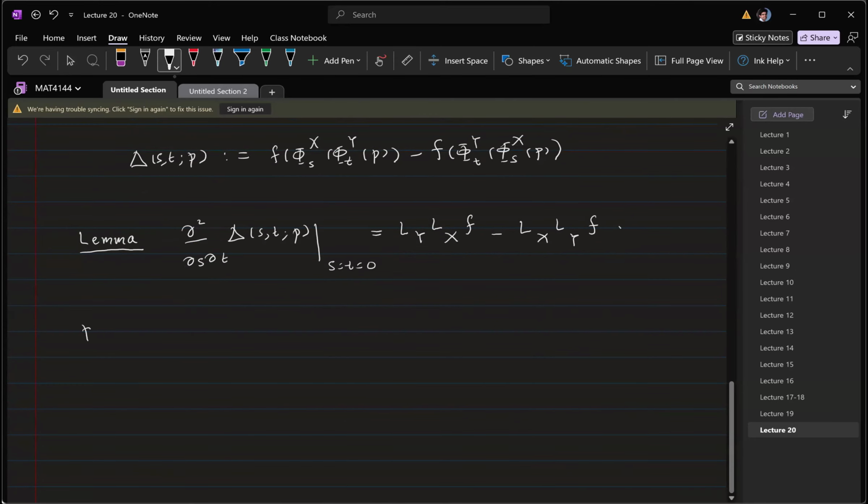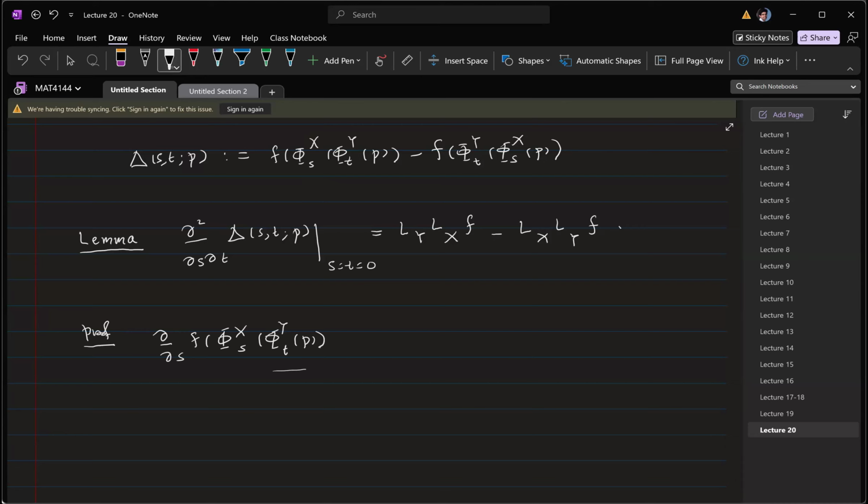So how do we prove this lemma? This is just calculus. So let us differentiate each of these terms with respect to s and t and then subtract. Okay, so let's differentiate the first one. First I do d/ds of f(phi_x^s phi_y^t p). Now t is fixed and I'm differentiating with respect to s, so I can assume this point is fixed.